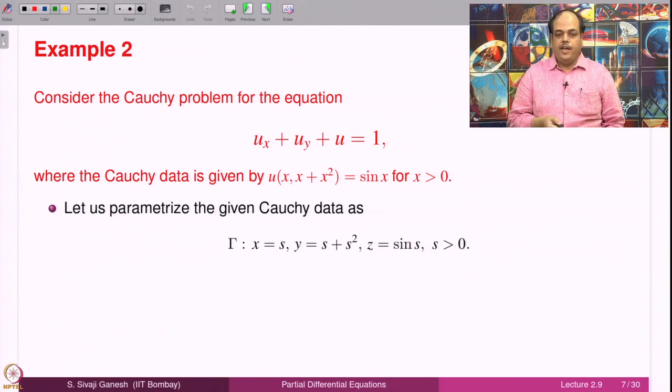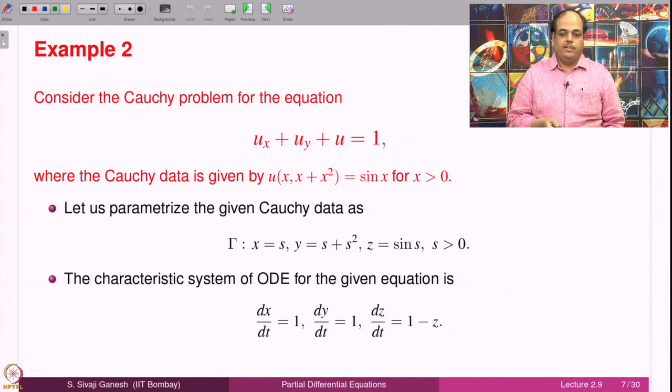dx by dt equal to a, in this example a is 1, dy by dt is b, b is 1, dz by dt is c. Remember, c is anything that is on the other side. So, it will be 1 minus z. You have to be careful there.